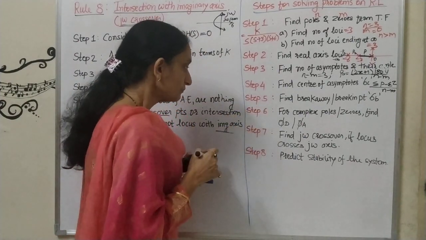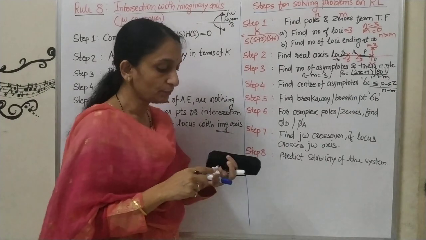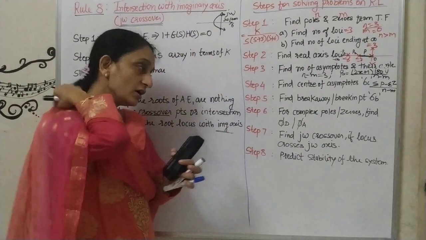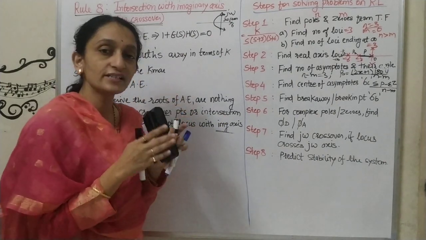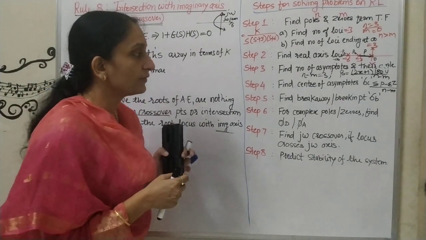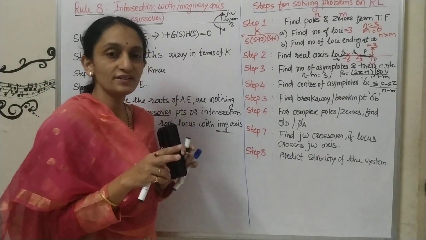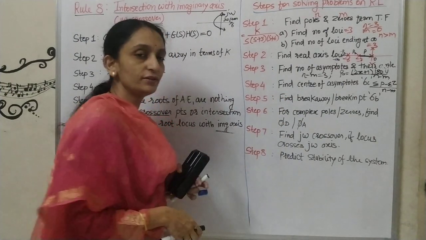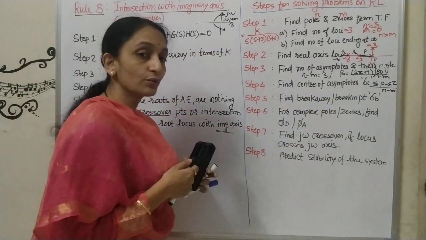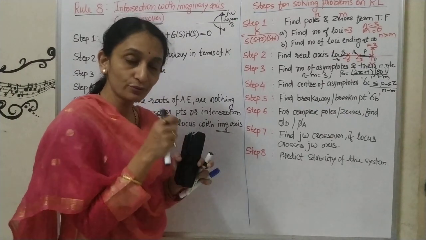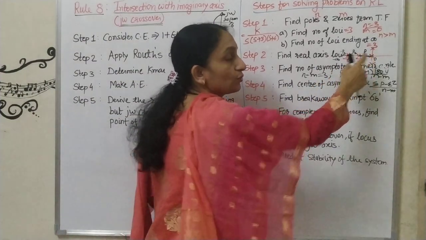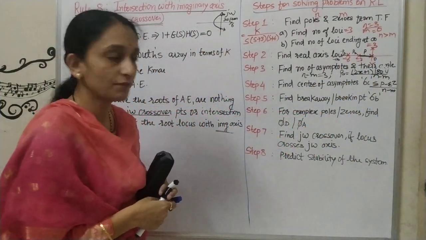Then step number 5, find the breakaway or break-in point that is denoted with sigma b. If adjacent poles or adjacent zeros are there, in that case you need to calculate the breakaway or break-in point. For two adjacent poles we are calculating the breakaway point, for two adjacent zeros we are calculating the break-in point. We need to calculate the valid breakaway point, whatever roots or points we are getting, that point should be located on the region on root locus, then only we say it is a valid breakaway point.